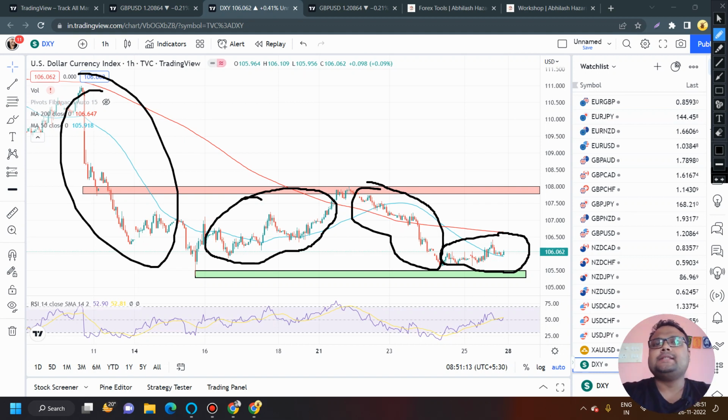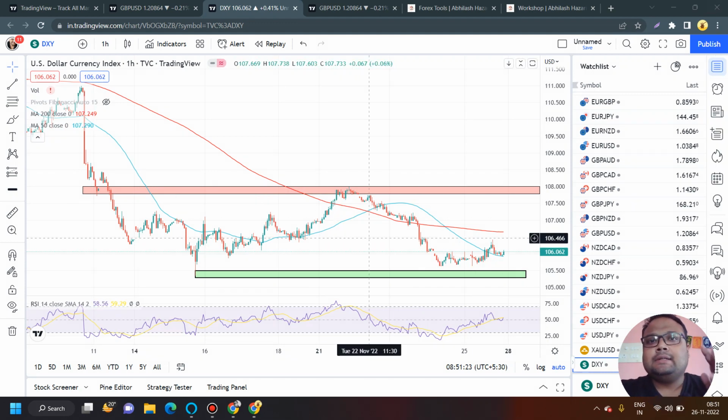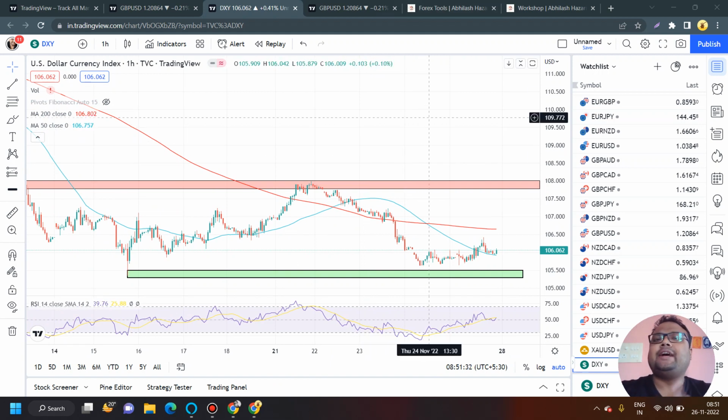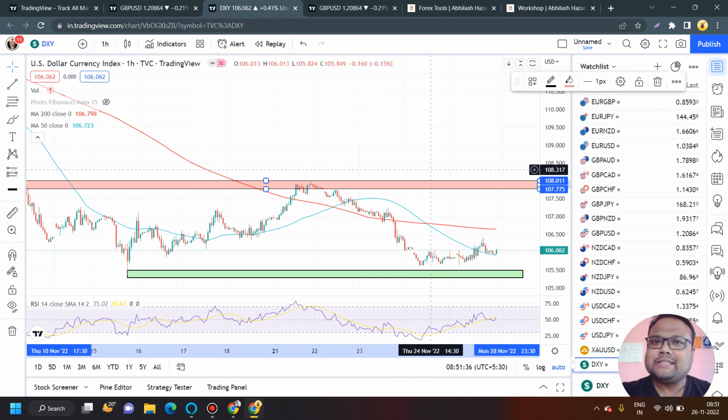As we have been discussing, 105 is very important, because if DXY breaks or slips below 105, then a fresh wave of selling may come. As a result, DXY will try its best. Let's wait and watch how DXY performs during the next week. It may try to recover also. If it tries to recover, then again 105, 108, this red box will be standing as the next big resistance.